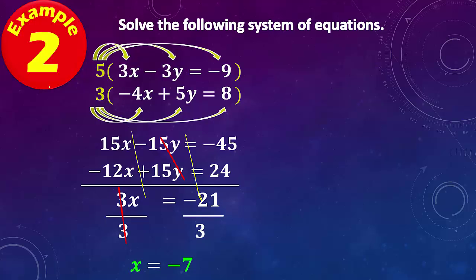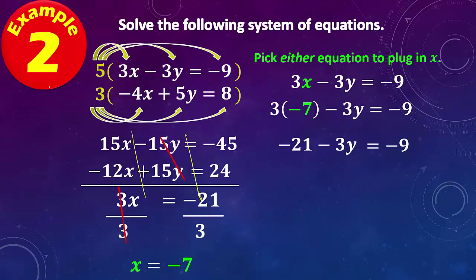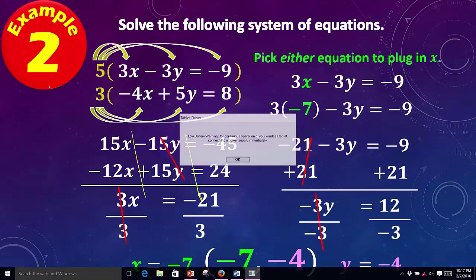Now you're going to go ahead and plug that negative 7 into one of the equations just like we did before. I happen to choose the first one, so I'm going to replace that x with negative 7 now that I know what x is. So 3 times negative 7 is negative 21 minus 3y equals negative 9. Add 21 to both sides. You get negative 3y equals positive 12. Divide both sides by negative 3. You get y equals negative 4. And there's your answer. And of course you would check that on your calculator to make sure it works in both equations.